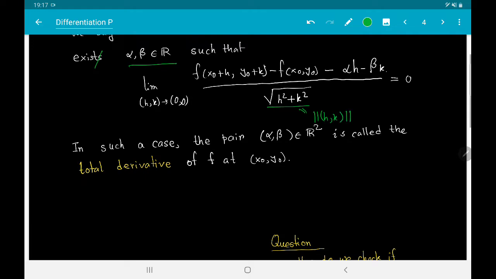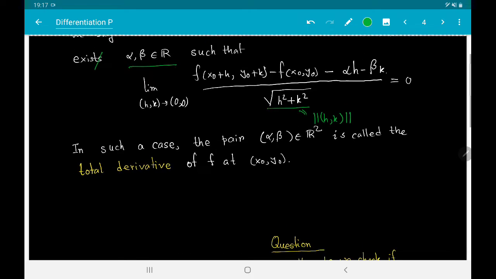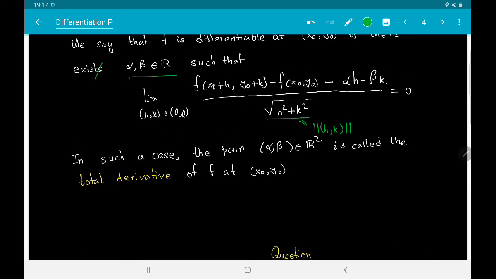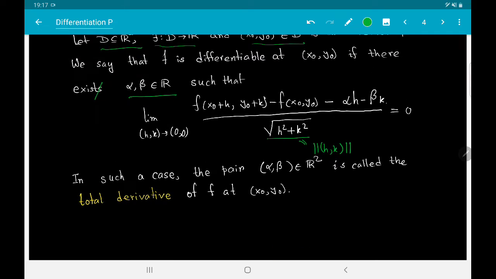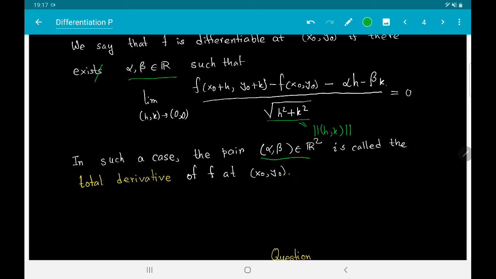This is going to be our definition, and if it is indeed the case that f is differentiable at the point (x0, y0), then we say that this pair (alpha, beta) is a total derivative of f at (x0, y0). Previously we talked about partial derivatives, and now this is a total derivative.